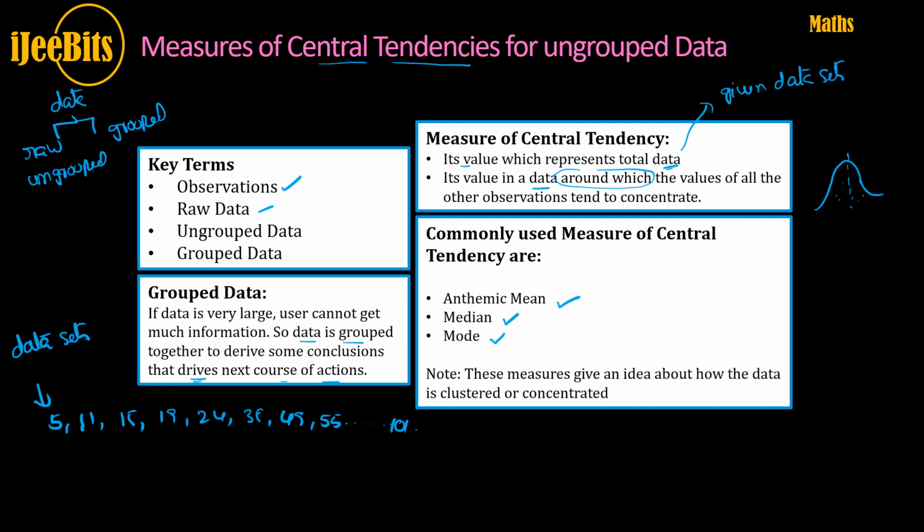So for measures of central tendency, mainly we will use these. Make a note of it: arithmetic mean, mode, and median can be applied to both ungrouped data and grouped data. First we will see the ungrouped data, then move to the grouped data for problem solutions.